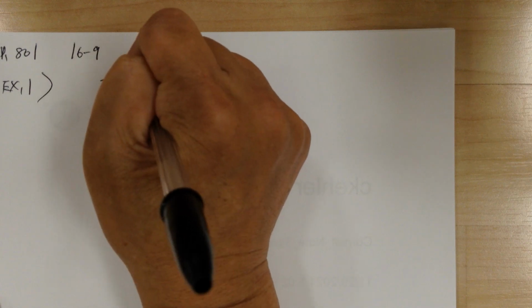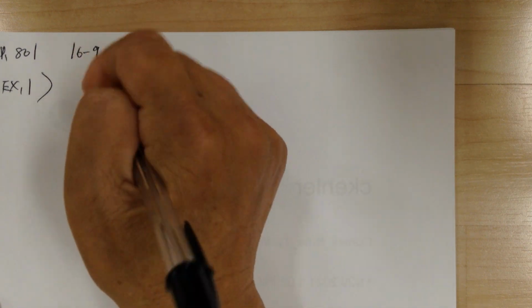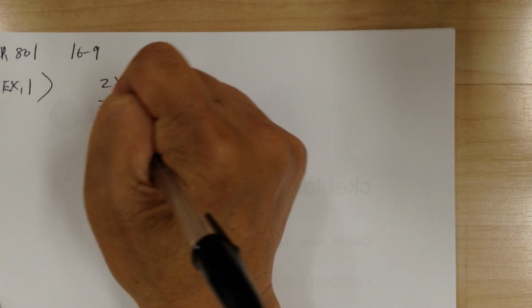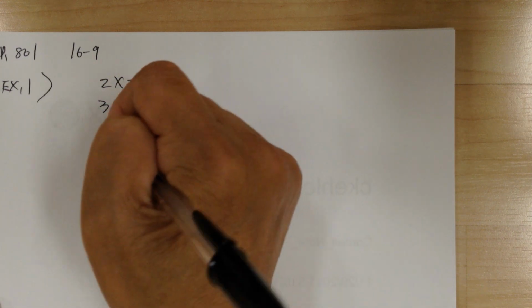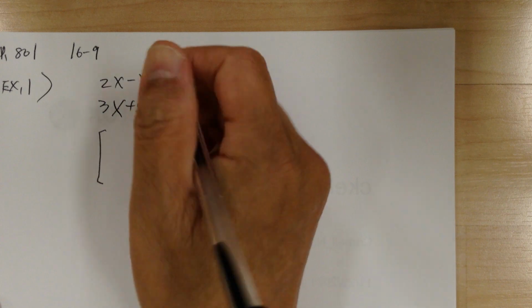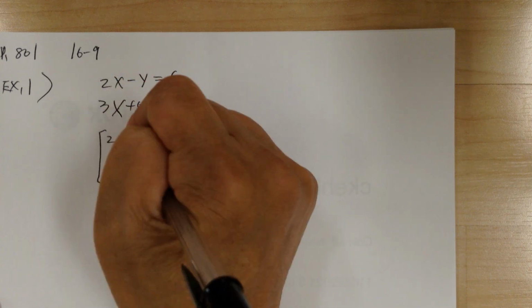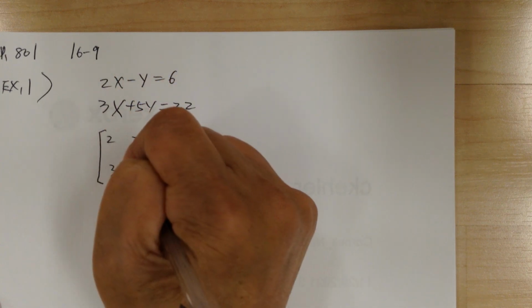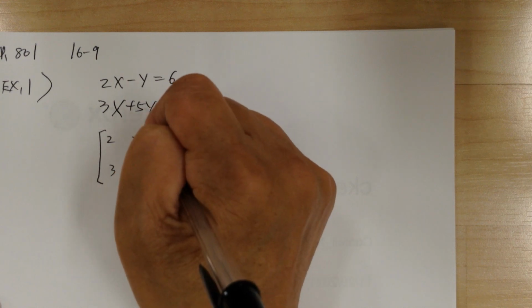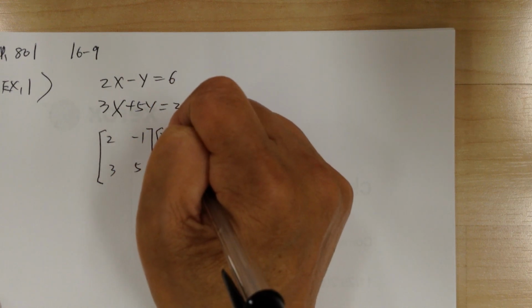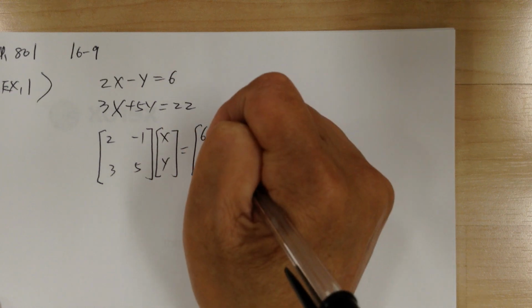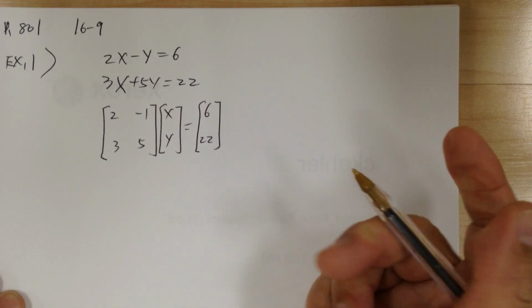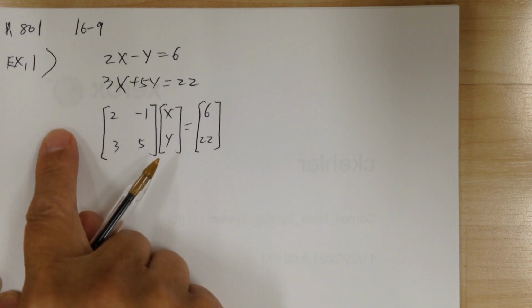You have 2x minus y equals 6, and 3x plus 5y equals 22. You learned before that when you write this in matrix form, you get [2, -1; 3, 5] times [x; y], and this equals the answer matrix [6; 22]. And again, from before you just multiply by the inverse.